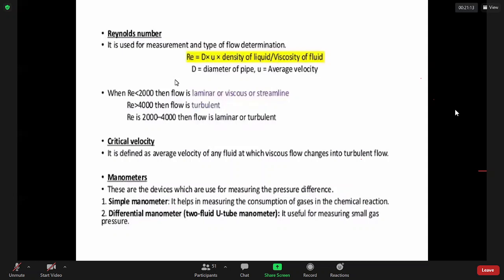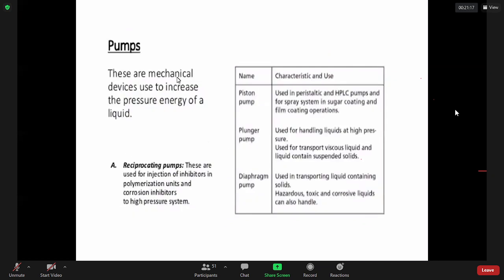And how actually we measure fluids using manometers and all these things. I think you have the notes with you. But maybe what we didn't handle are the types of pumps when we are handling fluids. If we can briefly discuss this, these are mechanical devices used to increase the pressure energy of a liquid.